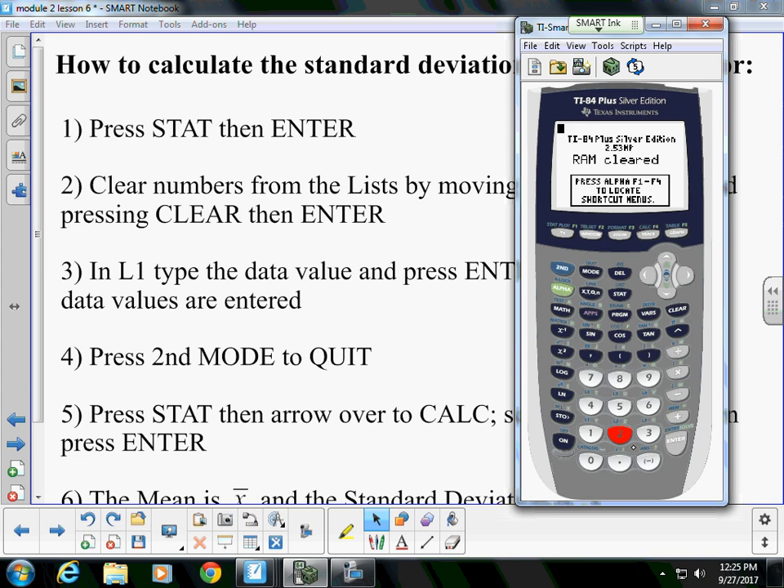Okay, so first thing we want to do is we want to hit the stat key. And then we want to push enter. And you're going to have some lists. If there were numbers in the list, we would want to scroll to the top of the list and push clear, followed by enter. Now, I didn't have anything there, but that's what I would want to do. In list 1, I want to type the data values and then push enter after each number.